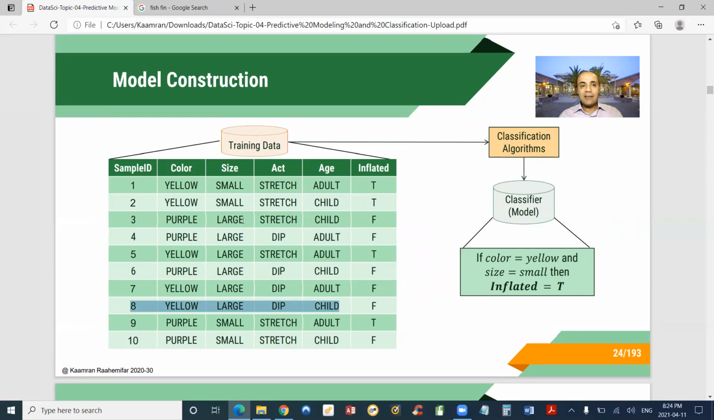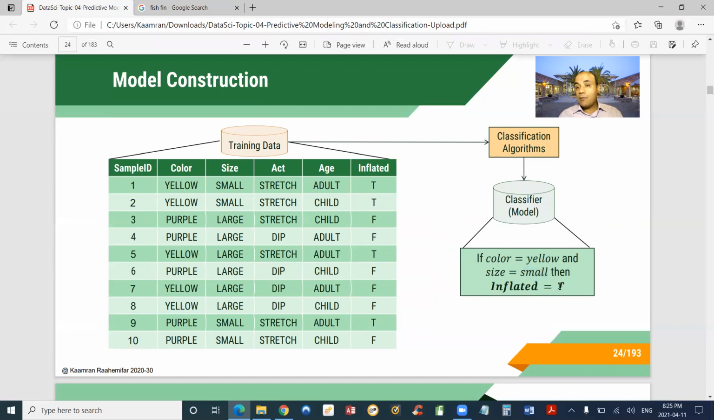But having said that, you take a look at the color, you take a look at the size, you could take a look at the act, the age, and the inflated. Doesn't matter what inflated is referring to. Now, this is my training data, and then I'm going to come back and say, if the color is yellow and the size is small, what happens? The model says yellow and small, true. Yellow and small, true. My conclusion is obviously going to be true. I simply train my classifier now.